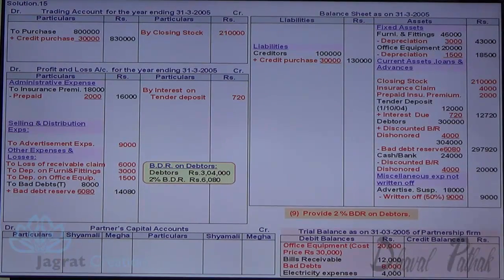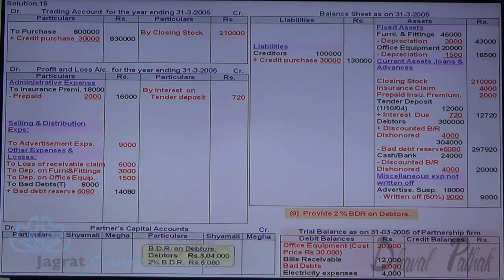So net debtors appears in the outer column, 2,97,920. This is how adjustment for bad debt reserve is taken care of. This is the 9th adjustment that we have taken care of.